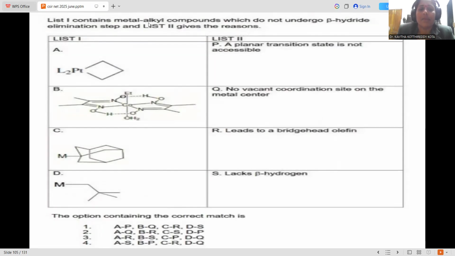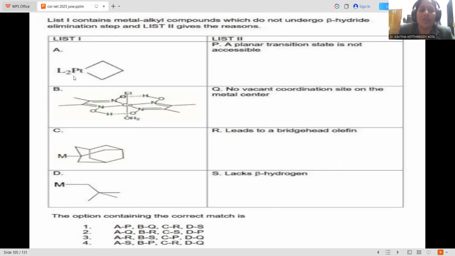List 1 contains the metal alkyl compounds which do not undergo beta hydride elimination step, and list 2 gives the reasons. So here, metal complexes were given. Again, it is part of organometallic chemistry, a subject of inorganic chemistry. So here our metal complexes are provided. Here is a kind of reason behind that kind of reaction. Beta hydride elimination process is mentioned over there.